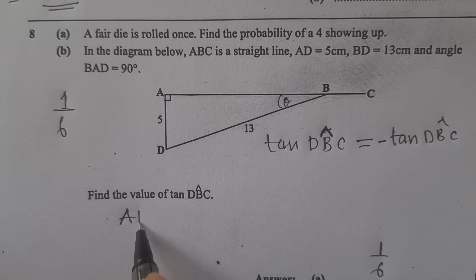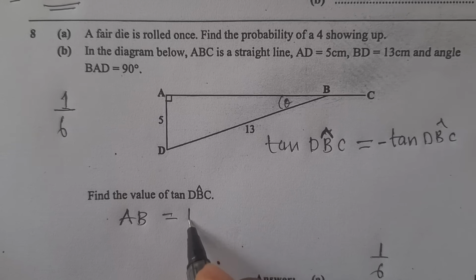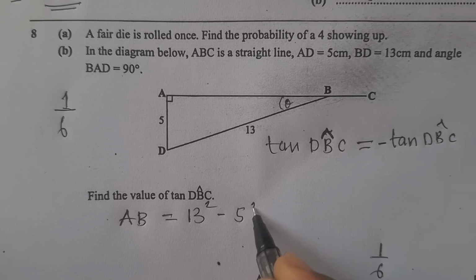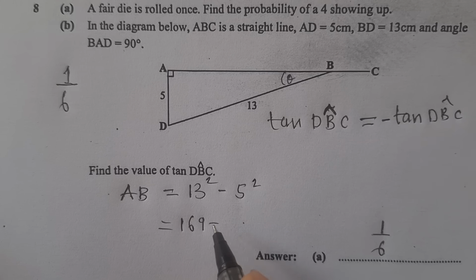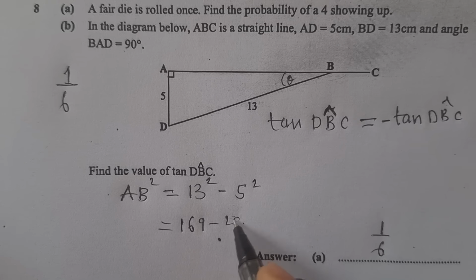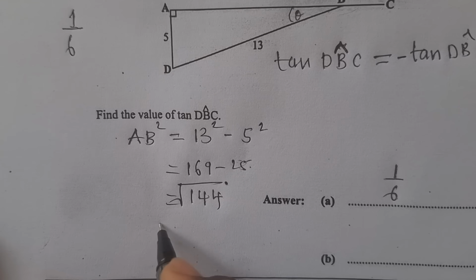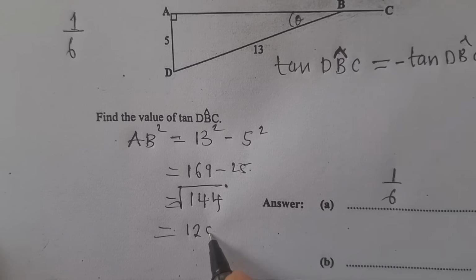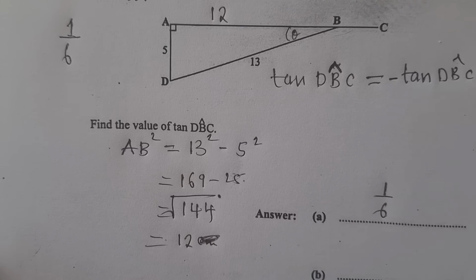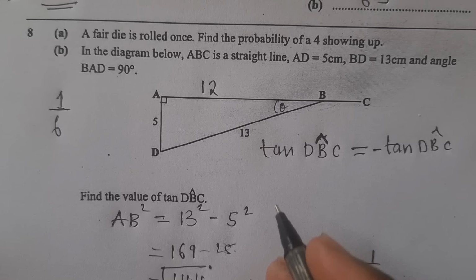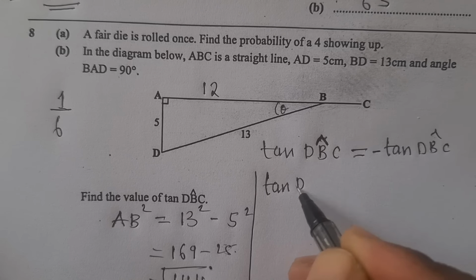So to find AB, we shall say 13 squared minus 5 squared. I know you know Pythagoras theorem, so I've just shortened it. So this is giving us 169 minus 25, of which when we simplify, this is giving us 144. We find the square root. This will give us 12 centimeters. So this is 12. So just 12, okay? So once you get this 12, you're going to find tan DBC.